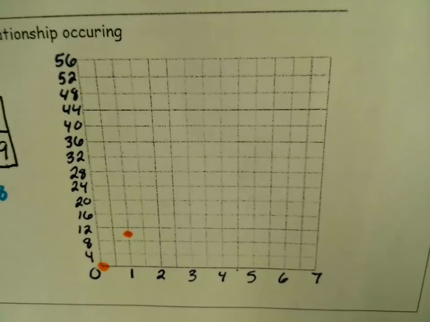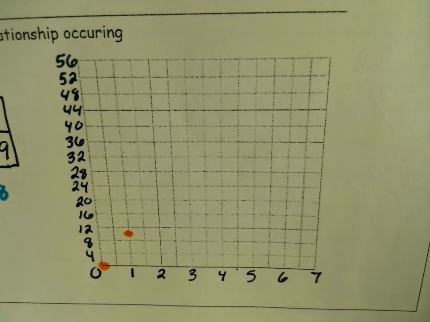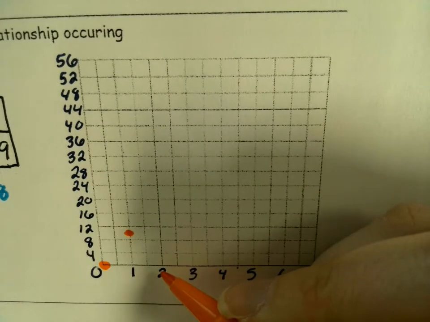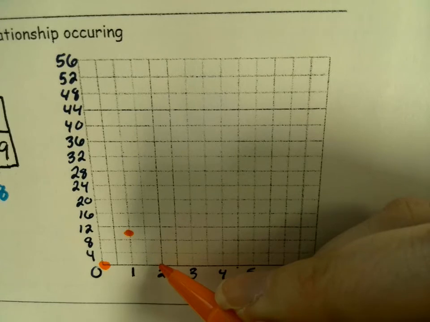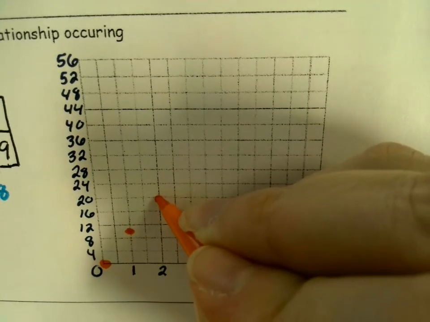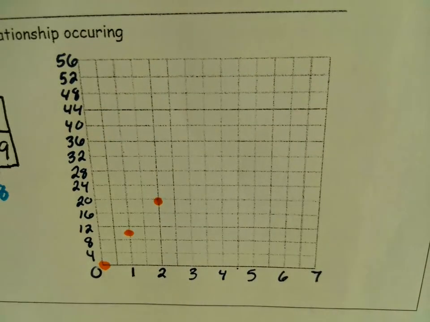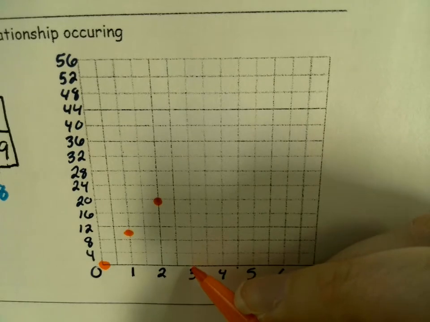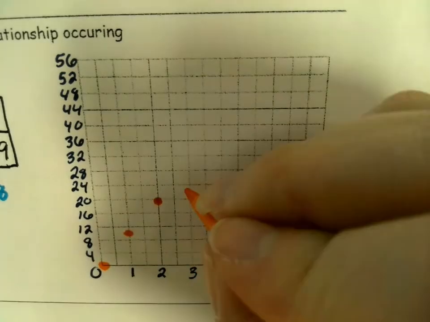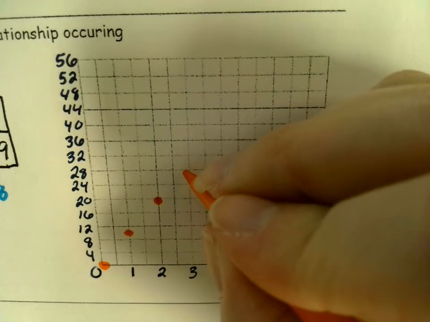Okay, the next point that I want to do is at 2 and then 19.6. So I'm going to go over to the 2 and 19.6. Again, that's almost 20. So I'm going to make it just right at the 20 mark, maybe slightly below it. At 3, it's at 29.4. 29.4, that's just a little bit less than halfway, right? That's about a quarter of the way up between 28 and 32.